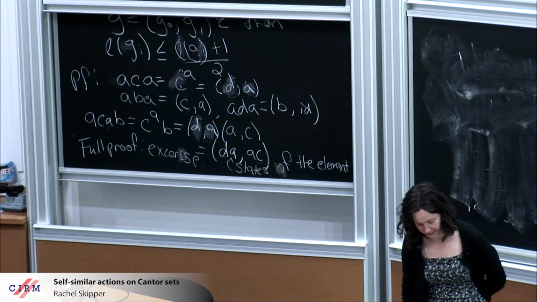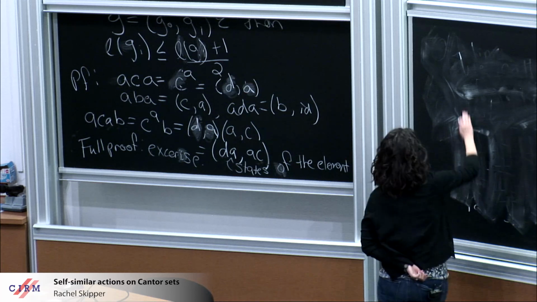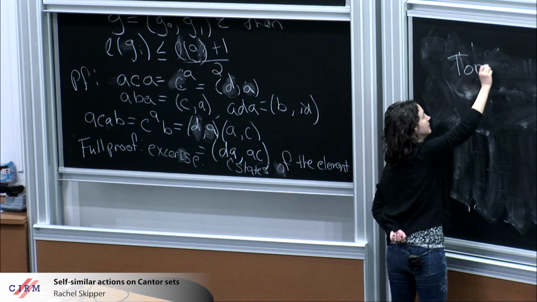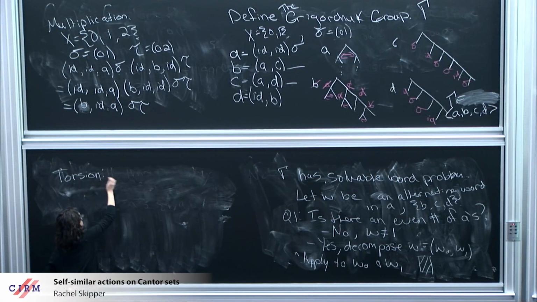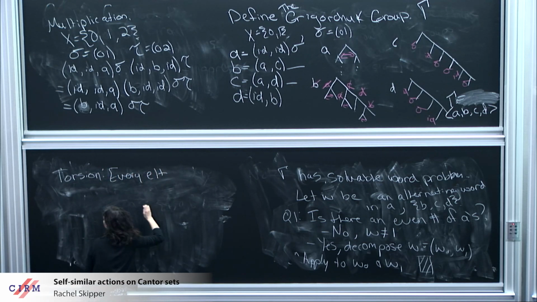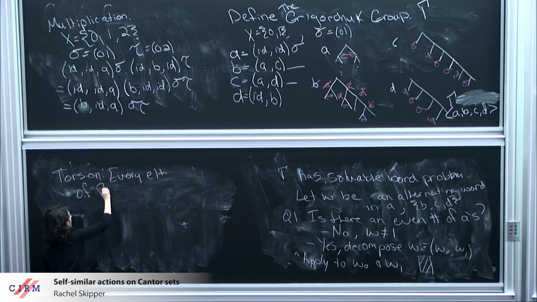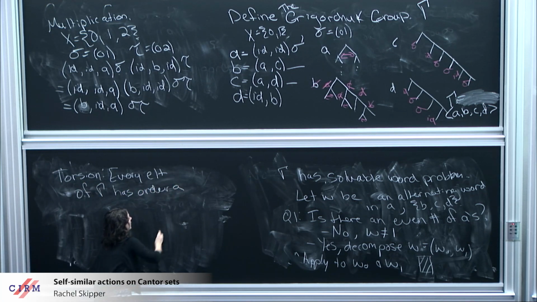All right, so let's talk about torsion. So torsion. Another fact is that every element of gamma has order a power of 2.